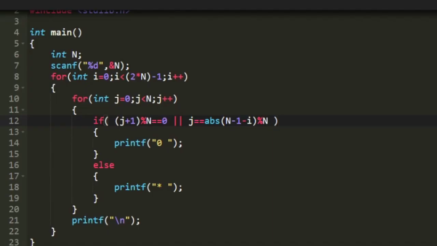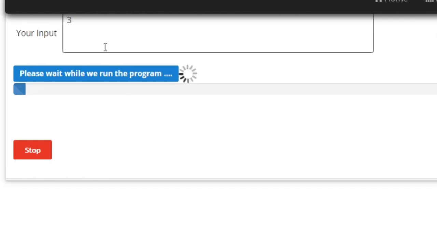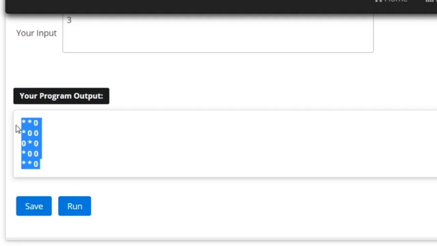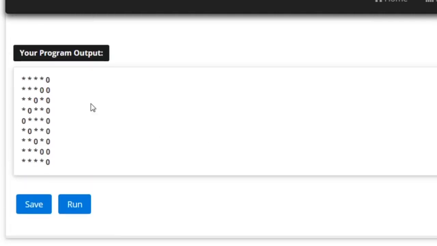Now let us check our program with sample test cases. I have given the input as 3, and here is our expected output pattern. So we are getting the same pattern. Now let us give the input as 5. Again we are getting the correct pattern as output.